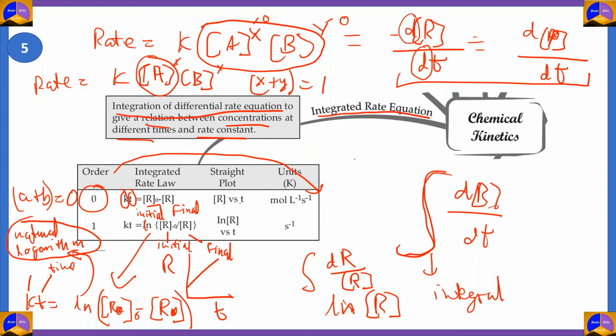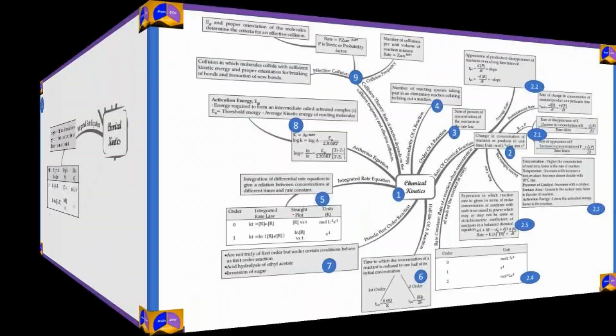Over here, the graph will depend on ln [R], that is the natural logarithm of the concentration of the reactants, versus the time taken, like this. And the unit of a first order reaction is given as per second.